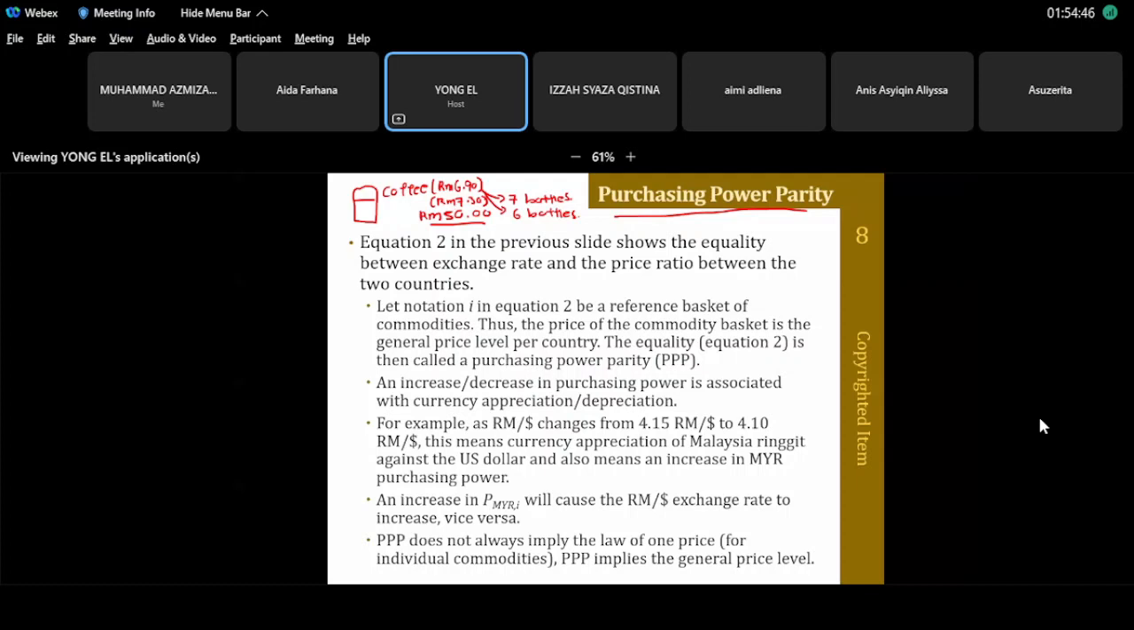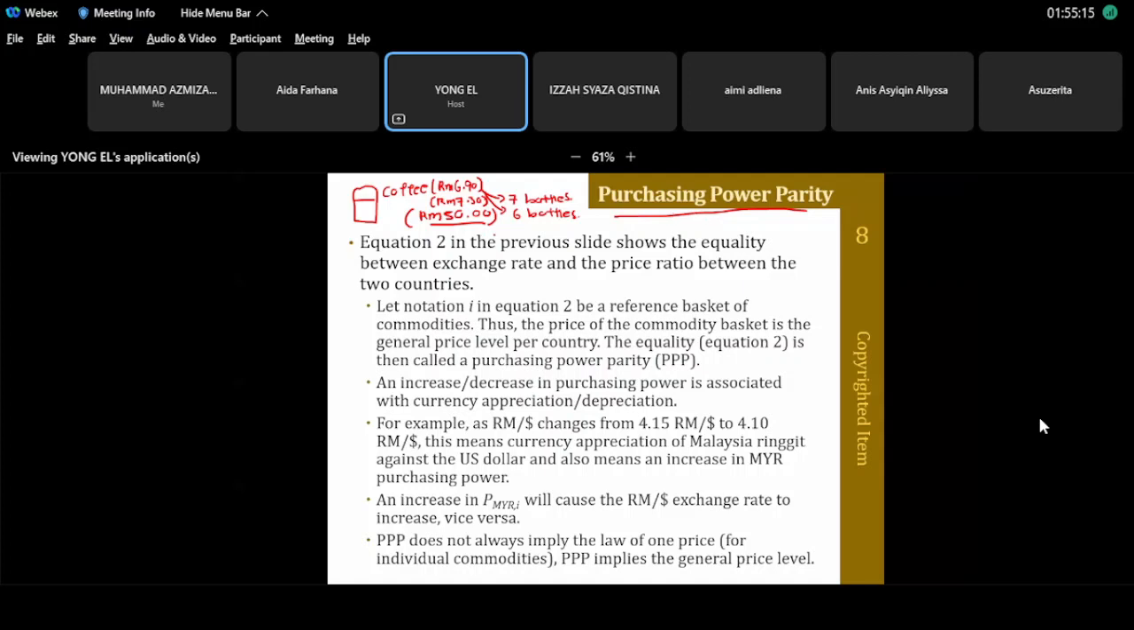I mean, this is part of inflation. Inflation has eroded the purchasing power of your money. With 50 ringgit, previously you could buy 7 bottles. Now you can only get 6 bottles because the purchasing power of your money, 50 ringgit, has decreased. Okay, that is purchasing power, the definition of purchasing power.